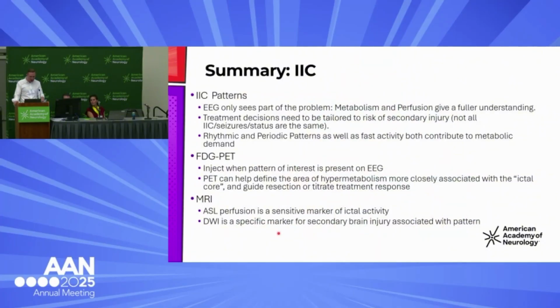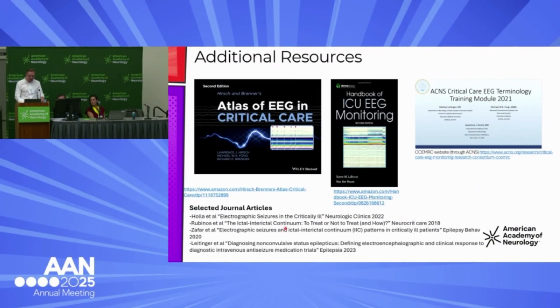So in summary, with IIC patterns, the EEG only sees a part of the problem. You can look at some of these other modalities to get a much fuller understanding. I think treatment decisions really need to be tailored on an individual basis at this time. It's not only the frequency of the discharges, it's also this fast activity that needs to be considered. FDG PET can be useful, as can MRI. And here are just a few additional resources and journal articles for those really interested in delving into this topic more.